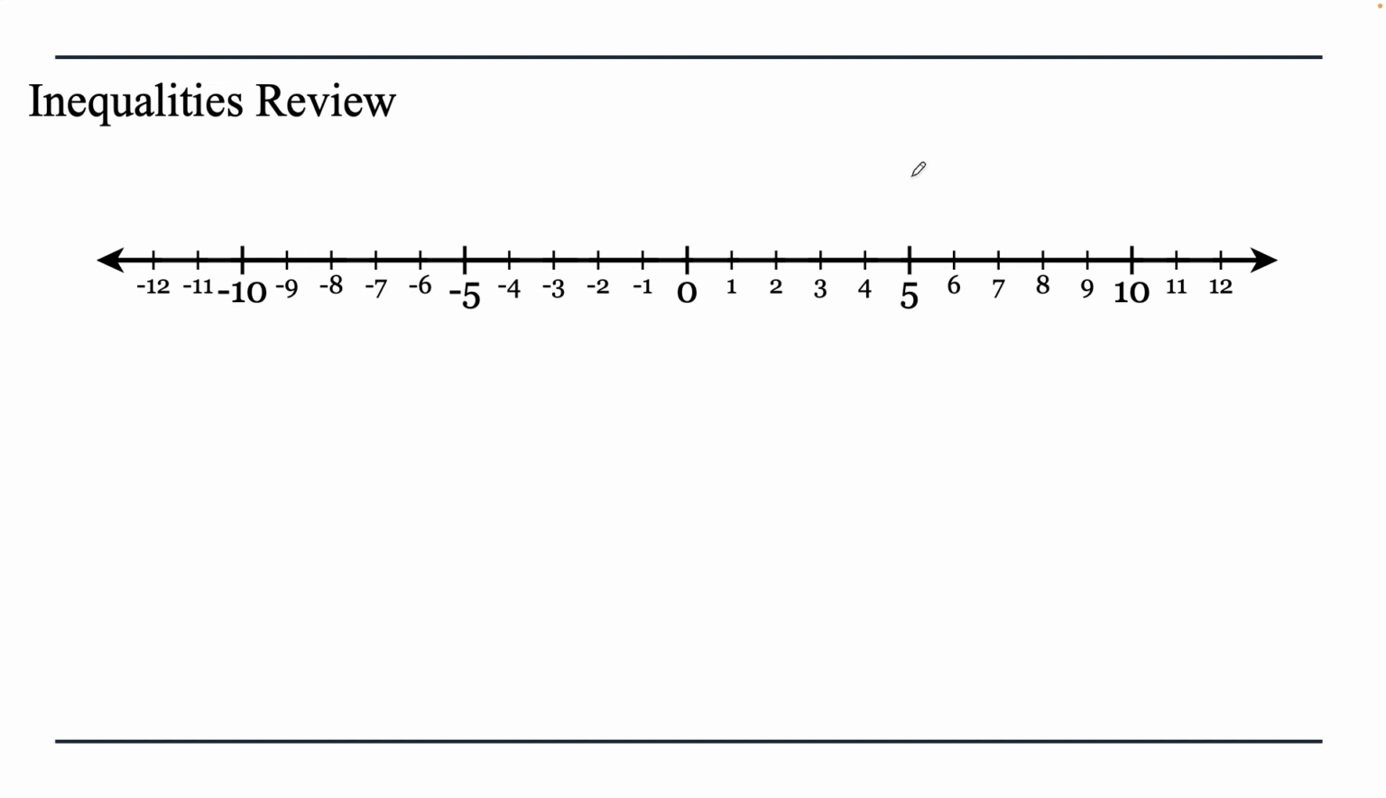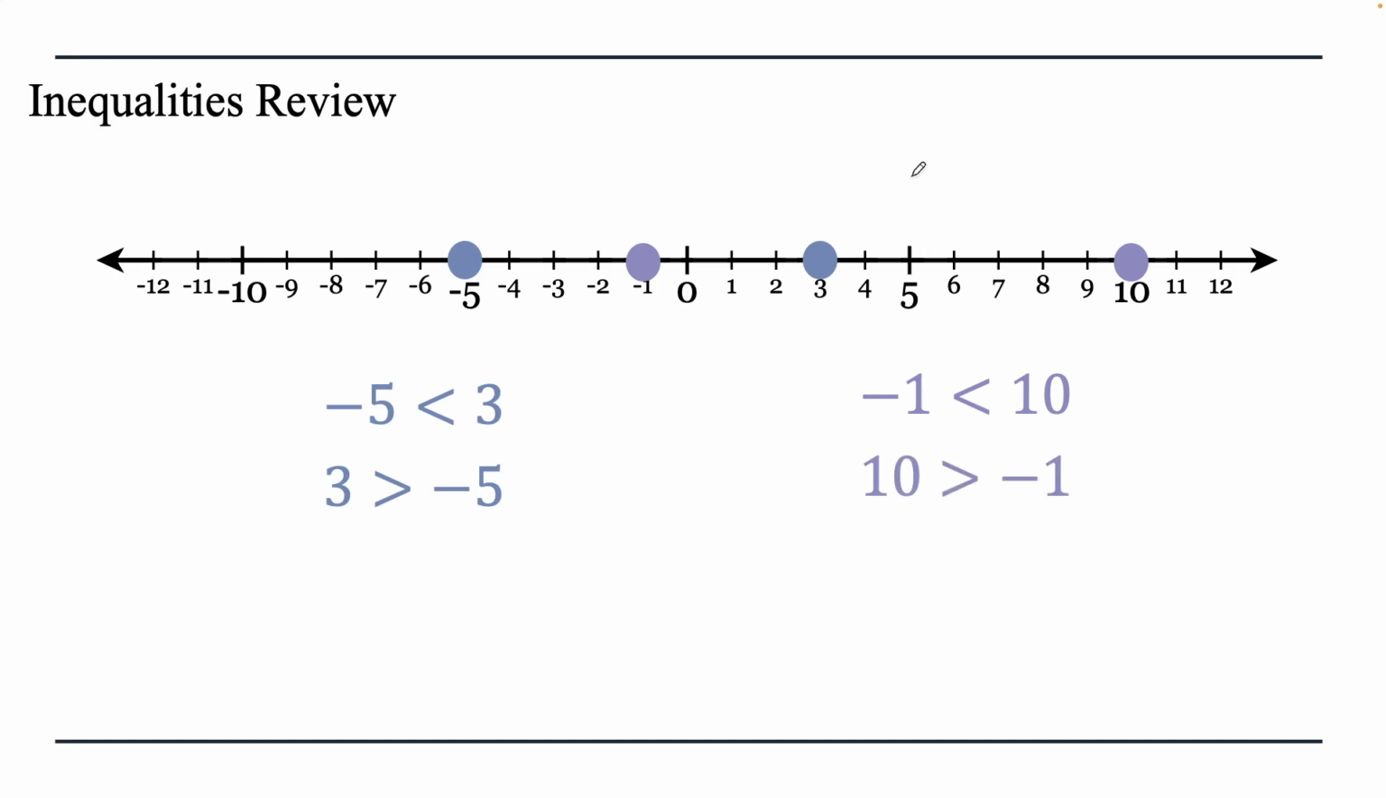So looking at the number line, I can pick two spots on the number line. I'll pick -5 and 3. And if I were to write an inequality, I could do it in two ways. I could say that -5 is less than 3, or I can say that 3 is greater than -5. Let's pick two more. We've got -1 and 10. Again, we can say this in two ways. I can say that -1 is less than 10, or I can say that 10 is greater than -1.